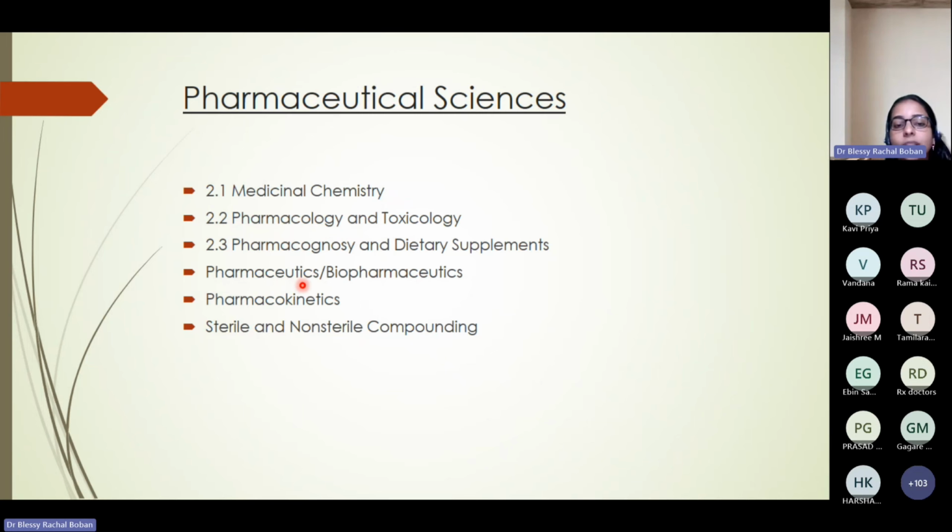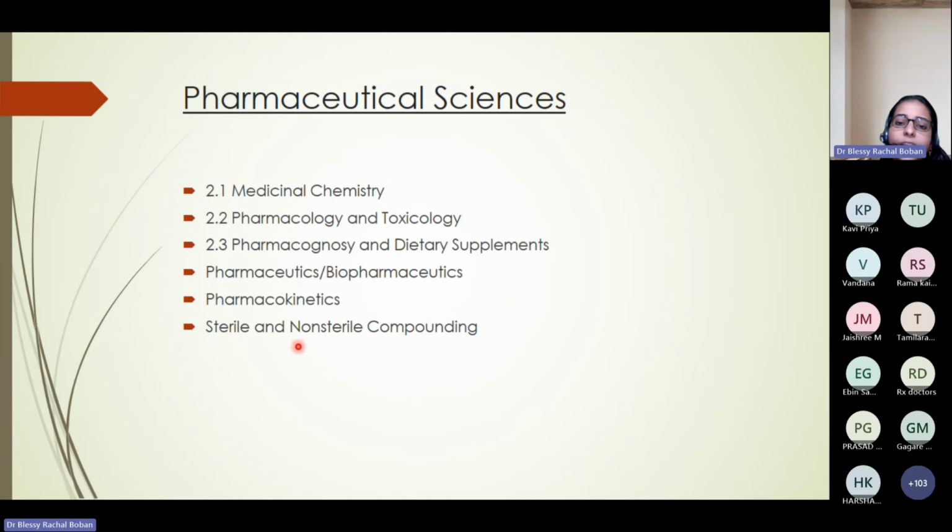In pharmaceutics you will get different dosage form questions, etc. And biopharmaceutics questions will be there. Kinetics related, simple, repeated questions you can expect. Even washout period, elimination, how you can calculate. Half-life, how can you calculate, such questions. Then pharmacokinetics related questions. Then sterile and non-sterile compounding.